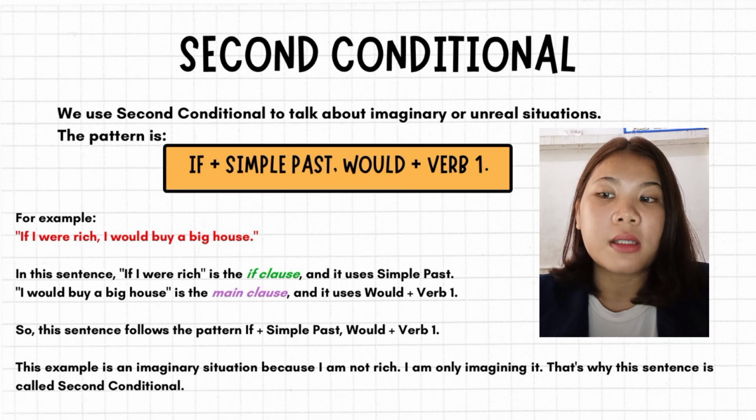So this sentence follows the pattern if plus simple past, comma, will plus verb 1. This example is an imaginary situation because I am not rich, I am only imagining it. That's why this sentence is called second conditional.